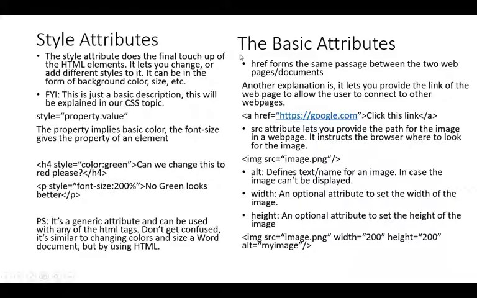So in an HTML tag, we have the style attribute. The style attribute does the final touch up of the HTML element. It lets you change or add different styles to it. It can be in the form of background color, size, etc.